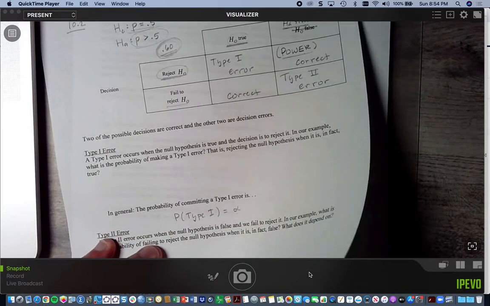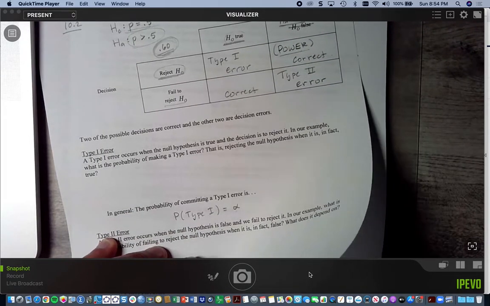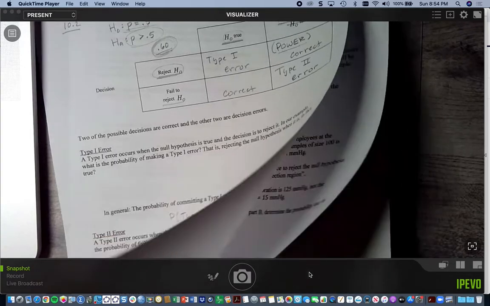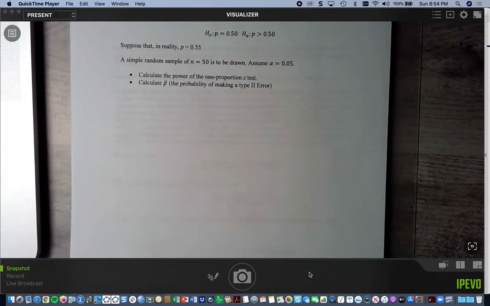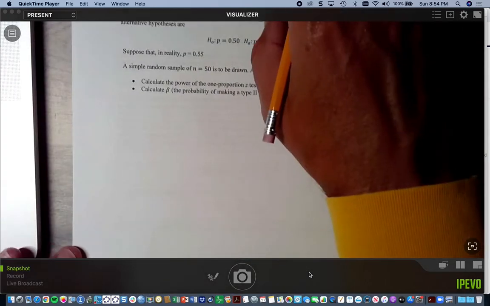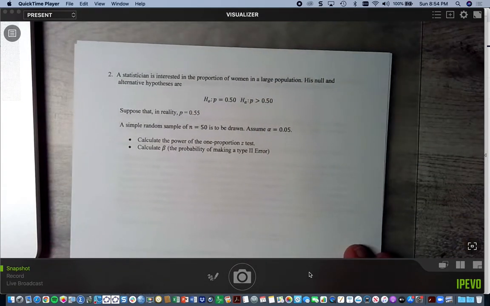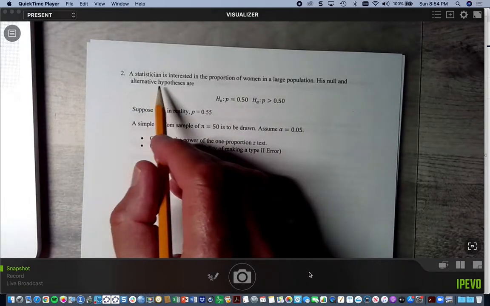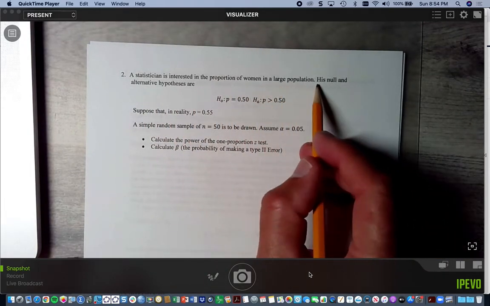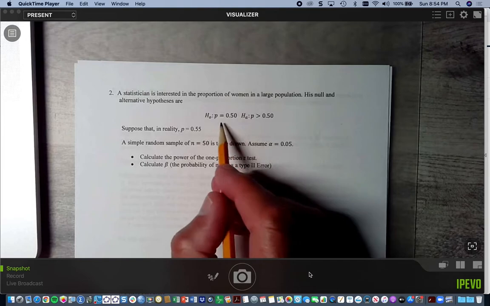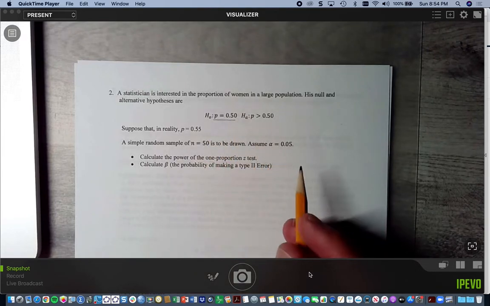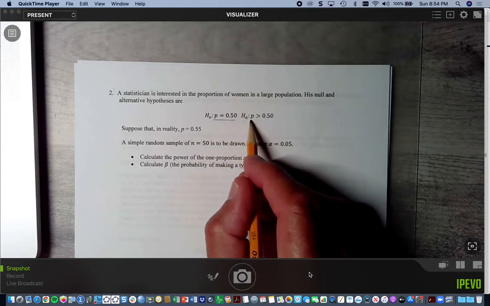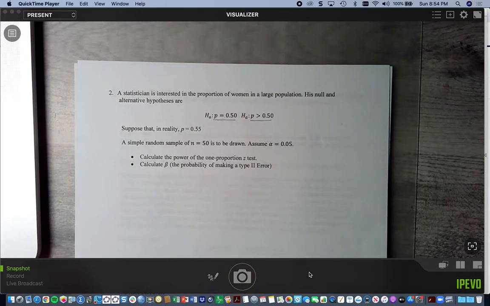I've got one example of using a proportion test, and this one is very similar to the flipping of a coin. It just happens to be with males and females in a large population. A statistician is interested in the proportion of women in a large population. He's assuming that there are 50% women in the population, and he wants to know, is there evidence to suggest that the proportion is higher than 50%?